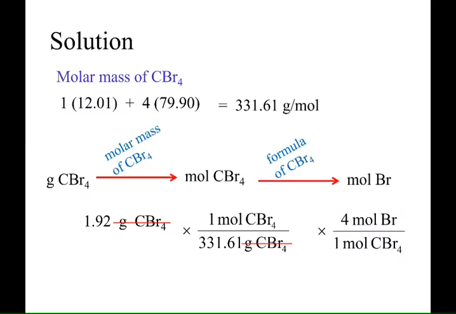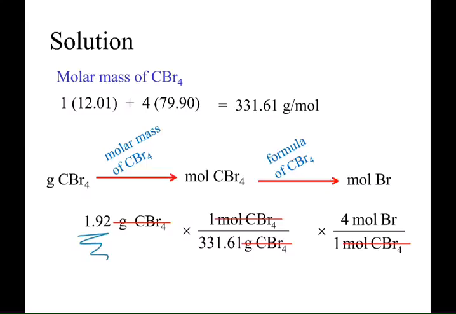With 1 mole of CBr4 on the bottom, 4 moles of Br on the top. Now everything has canceled except for our moles of bromine, which is exactly what we want to be left with. Voila! It's a wonderful thing. Let's go ahead and take a look at how we're going to round this.